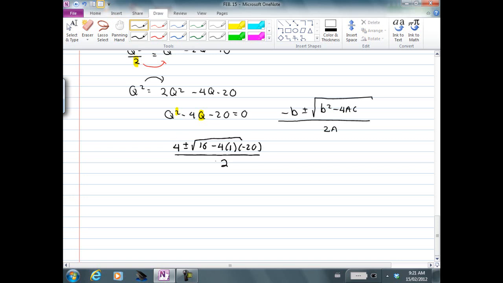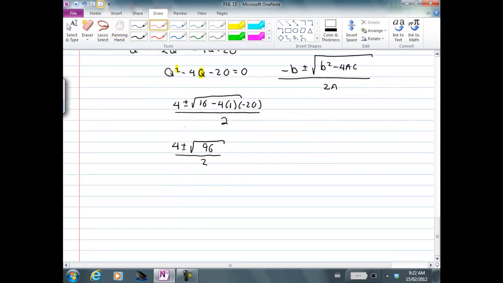Take a look at what I have up here. I'm going to simplify it a bit further. 4 plus minus the square root of 96, over 2. You can easily solve it from here, but I'm going to leave my answer like this. Or you can easily simplify even more. But for now, to save time, I'm going to leave it for you to work on your own. And you can leave this for now.